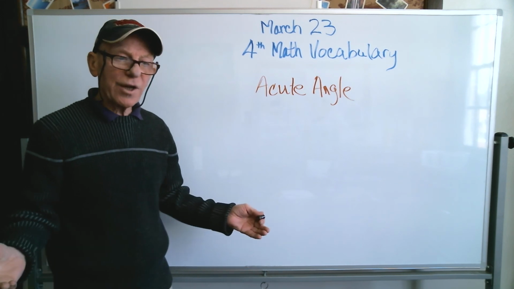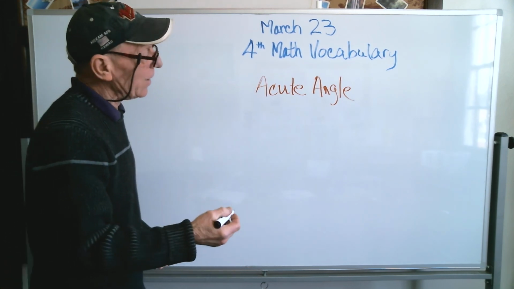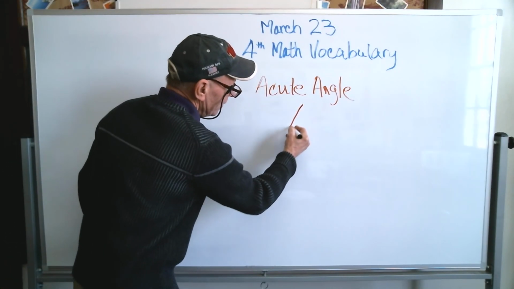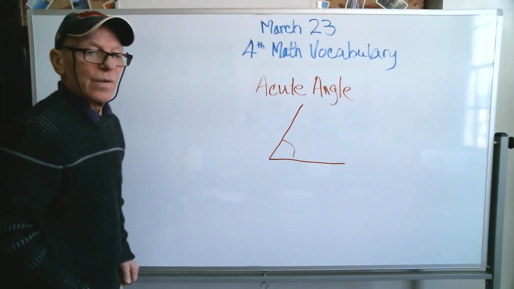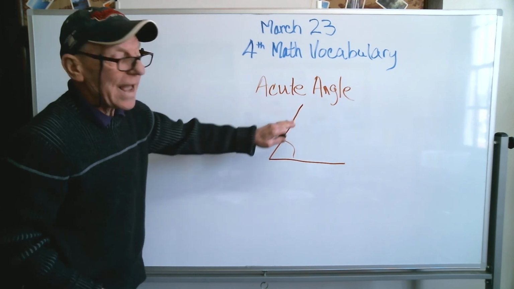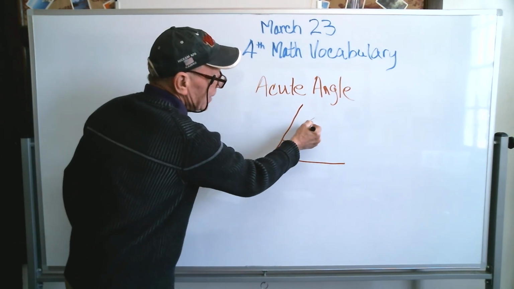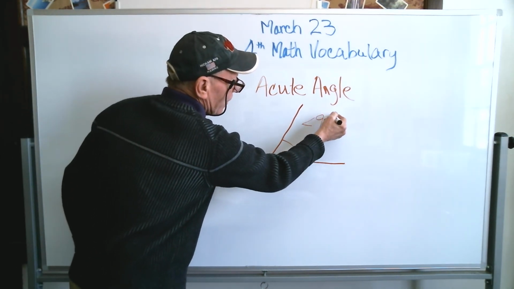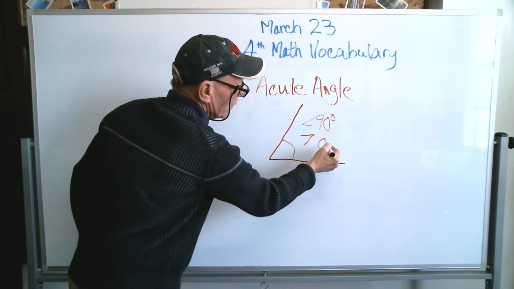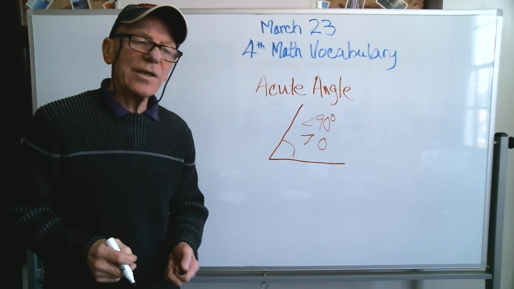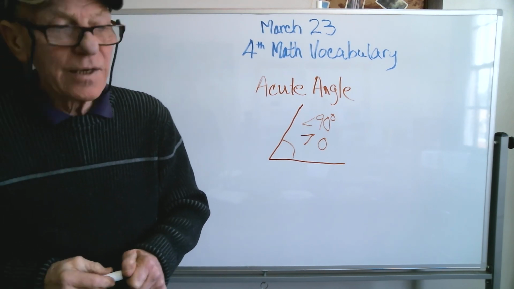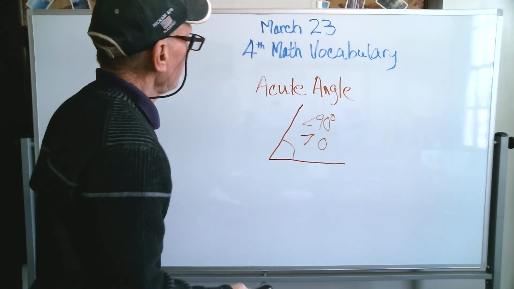The first one was an acute angle. An acute angle is an angle where the angle is less than 90 degrees but greater than 0. So an acute angle, less than 90 degrees, greater than 0 degrees.